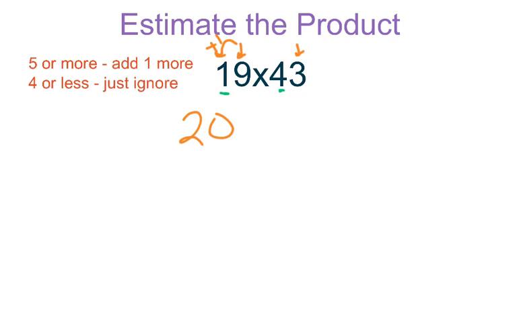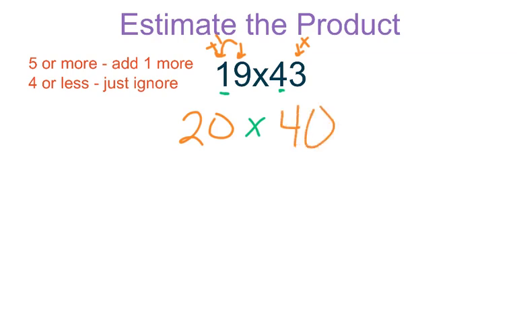Then we're going to put our multiplication sign here. Now 43, we want to think, is this closer to 40 or is it closer to 50? We use our little rhyme to help us remember. 4 or less, just ignore. Its neighbor is a 3, so we're going to ignore that neighbor. It's going to turn to a 0. This tells me that 43 is closer to 40 than 50, so we're going to be multiplying times 40.